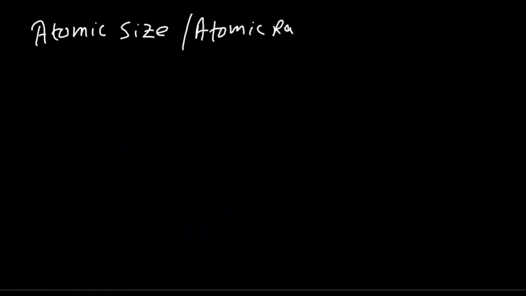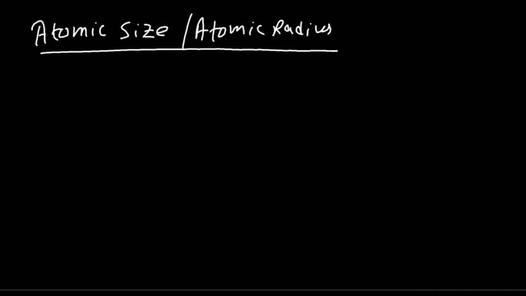We will at first start with atomic size, or we can call it atomic radius. So what is meant by atomic size or atomic radius? It is the distance from the center of the nucleus to the outermost shell containing the electron.